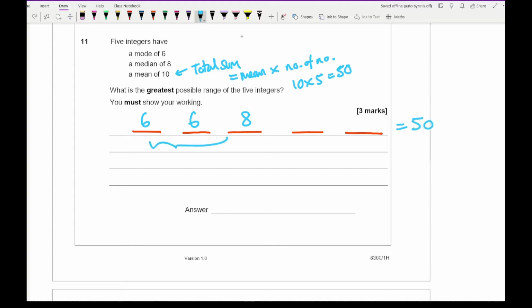Now these 3 sets of numbers add up to 20, meaning that these 2 numbers need to add up to 30. So I need to find 2 numbers that add up to 30, with the smallest number being 9. Now you might think to yourself, why can't it be 8? Well, it can't be 8 because if I chose 8, then the mode will no longer be just 6. It will be 6 and 8. So it has to be a different number to 8. So the smallest number this number can be is 9, and 30 take away 9 is 21. So the range is going to be 21 minus 6, which gives me an answer of 15.